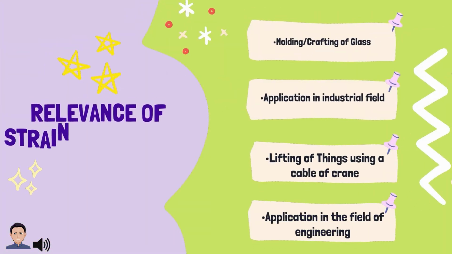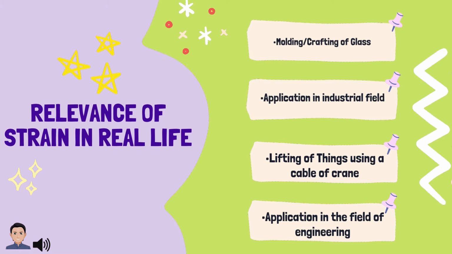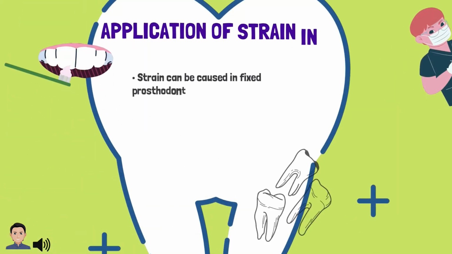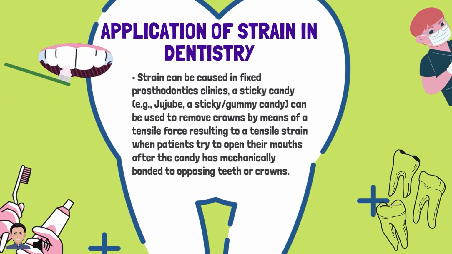Relevance of strain in real life: molding or crafting of glass, application in the industrial field, lifting of things using a cable of a crane, application in the field of engineering. And lastly, we have the application of strain in dentistry. Strain can be used in fixed prosthodontic clinics. A sticky or gummy candy can be used to remove crowns by means of a tensile force, resulting in a tensile strain when patients try to open their mouth after the candy has mechanically bonded to the opposing teeth or crowns.